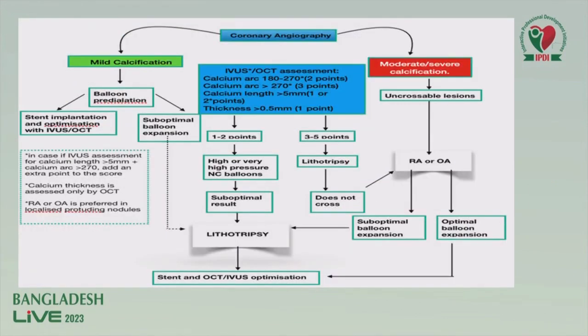This algorithm shows the plan of management of calcium. Depending on the score, the variables are calcium arc 180 to 270 degrees, calcium arc more than 270 degrees, calcium length more than 5 millimeter, and thickness more than 0.5 millimeter. If moderate to severe calcification with a score of 3 to 5 points, then we have two options: lithotripsy, and rotational or orbital atherectomy. And if the lesion is impassable, then rotational atherectomy is the choice.